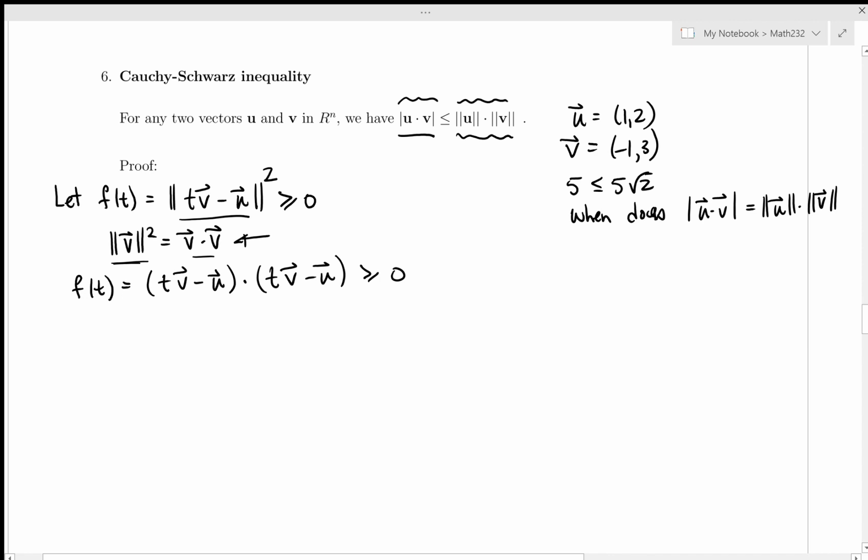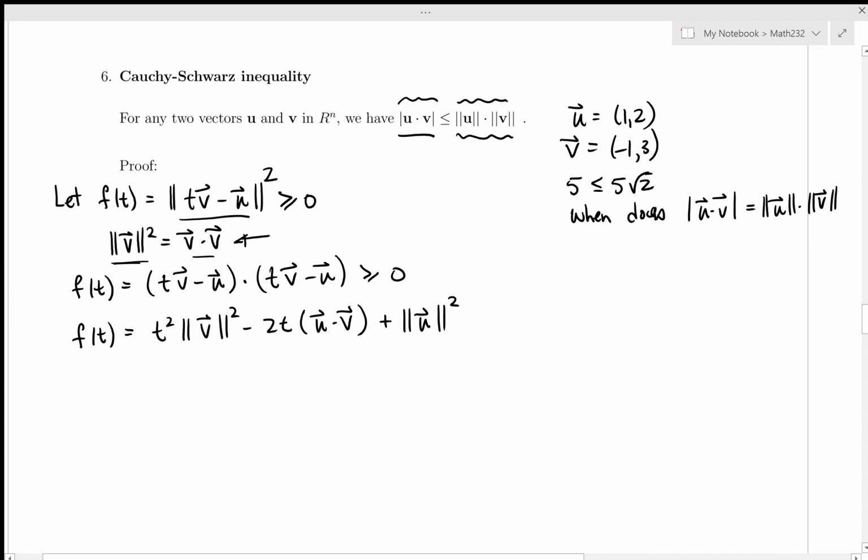We're going to do the distribution and then simplify, and we're going to find out that f of t is equal to t squared times the norm of v squared minus 2t times u dot v, plus the norm of u squared. Work through these details yourself, please. I've done it, I think, twice in this lecture, so I'm not going to write out all the algebra details, but definitely you should.